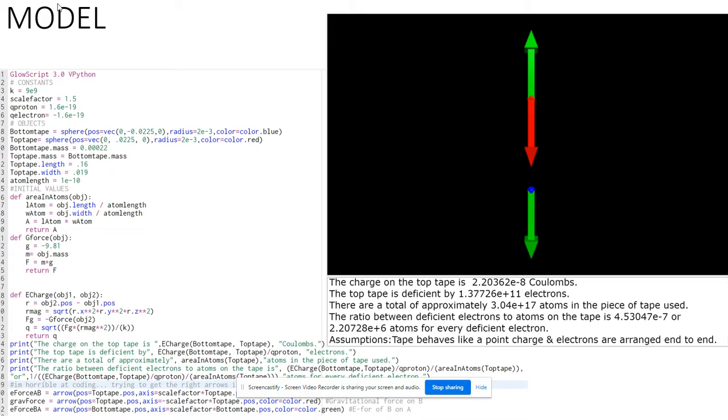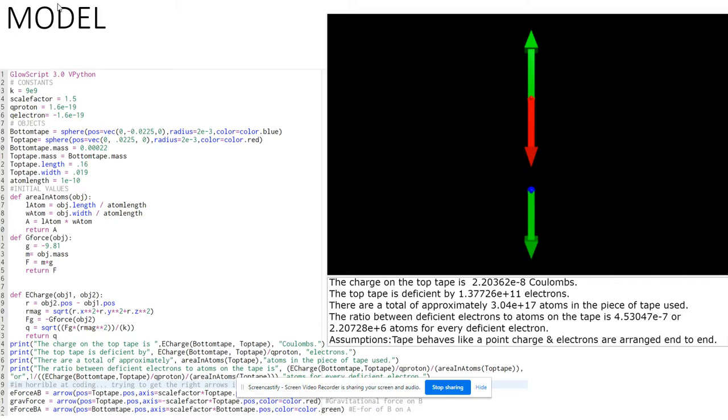As can be seen, the top piece of tape levitates because the net electrical force experienced by the point charge pushing it up is larger than the net gravitational force pulling it down, experienced by the point charge. Through using the model, correct equations, and performing simple algebra, it was concluded that the charge on the top tape is 2.20362e-8 coulombs.